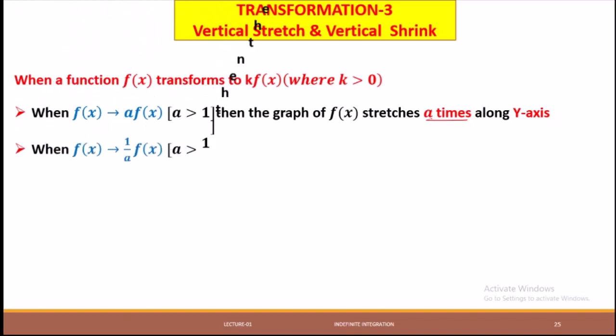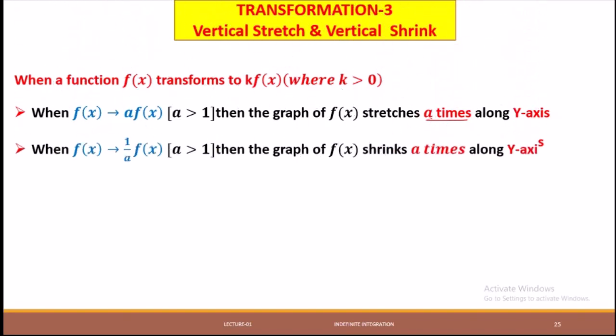When f of x transforms to 1 by a into f of x where a is greater than 1, then the graph of f of x shrinks a times along the y-axis or in the vertical direction. Let us understand the vertical stretch and vertical shrink.